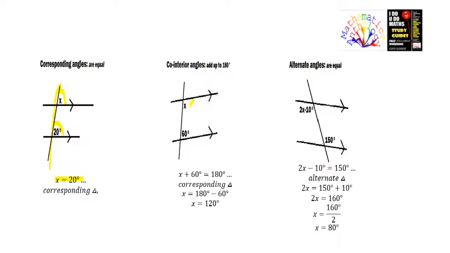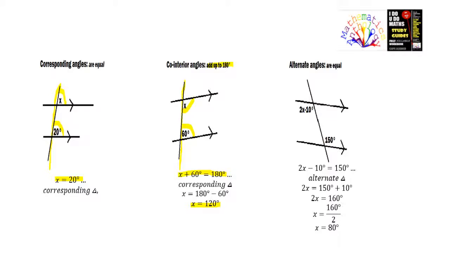Co-interior angles look like this. Interior means inside. They must be inside the parallel lines on the same side of your transversal again. In this case, co-interior angles add up to 180 degrees. So x plus 60 here must equal 180. If I solve for x, x will be 120.